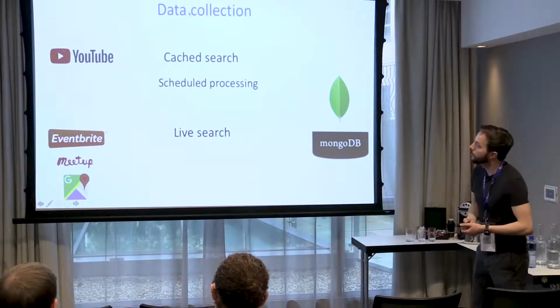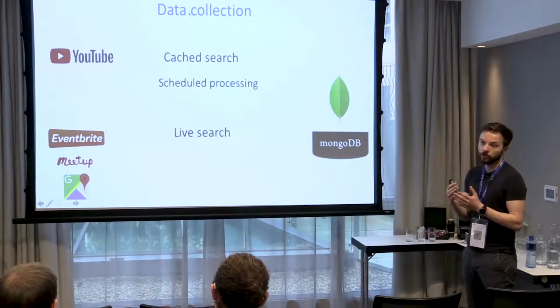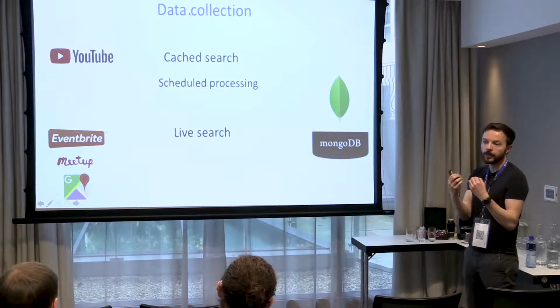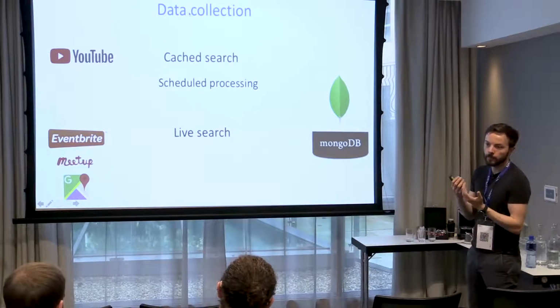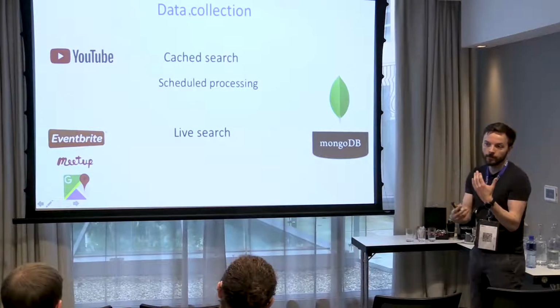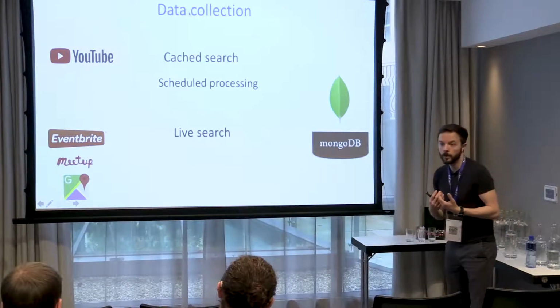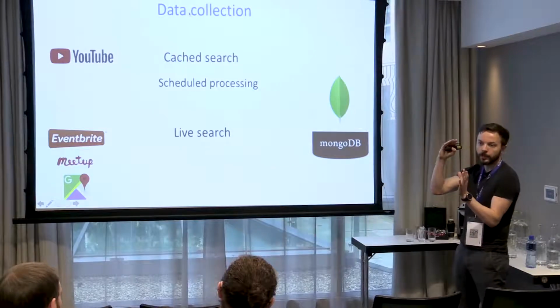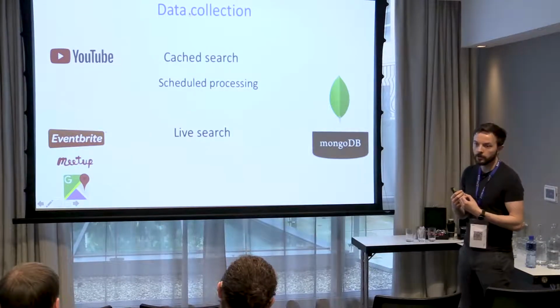So data collection. We had 2 types of search. One search is live search. That's the case when we actually present data directly to the user. This is events, meetups, and Google Maps. Why? Because all of these events change constantly per day. YouTube, if you have a top video that day, it won't change every hour. So for that reason, we cached those results, which saved us some performance.